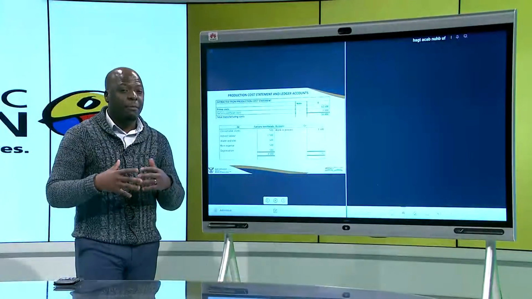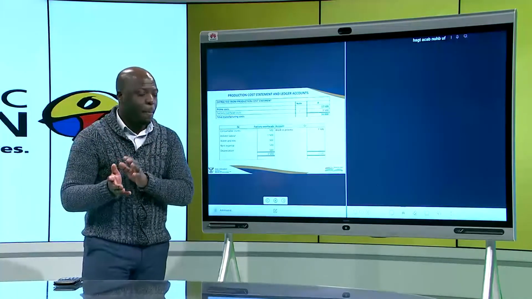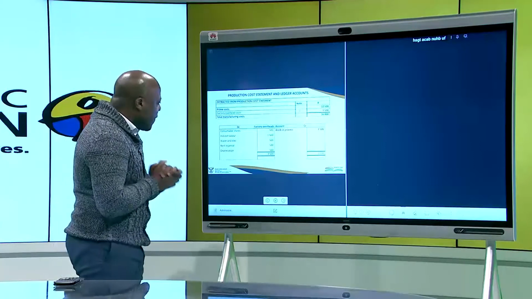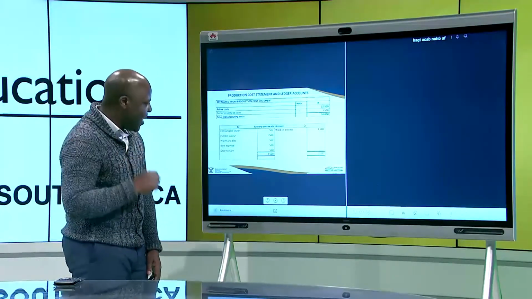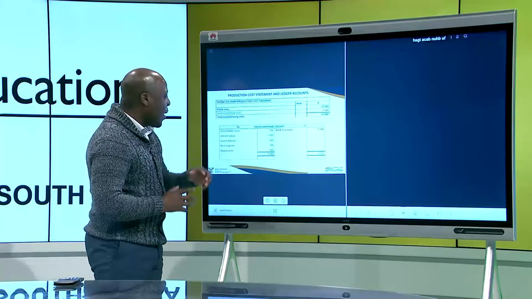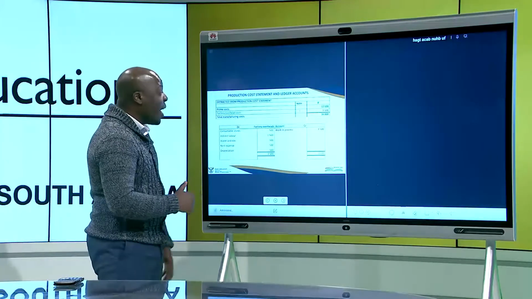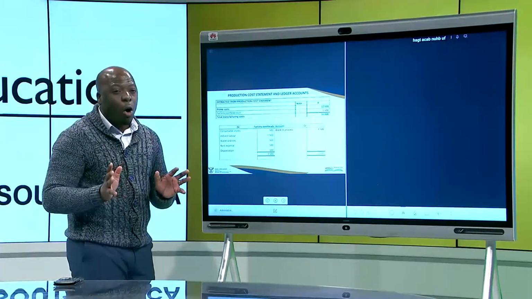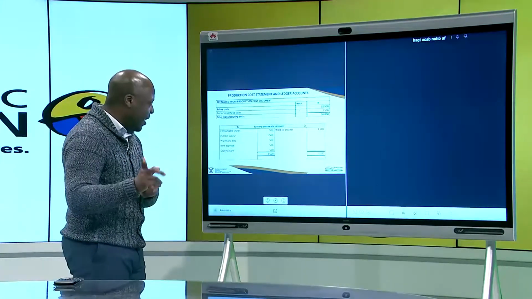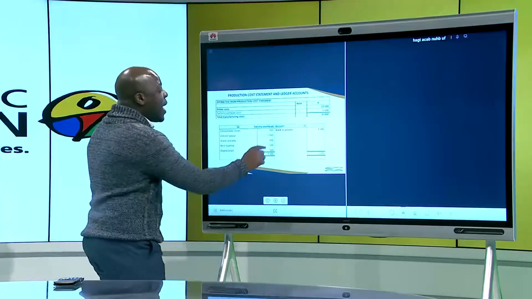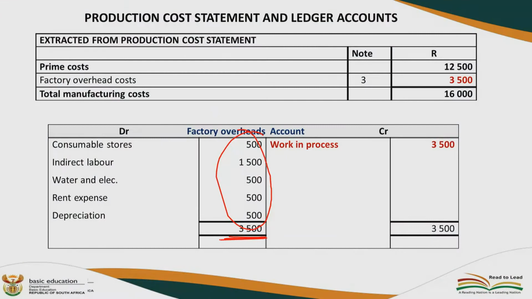Remember, I told you, factory overheads, these are costs that are happening in the factory, but not direct. Okay? The first one that we have, it's consumable stores. We spoke about this already. Yes. Now, we also have your indirect labor. You have your water and electricity, rent expense, as well as our depreciation. These are all costs that are happening in the factory, but not direct. Now, we're going to add all of them, and they add up to 3,500.